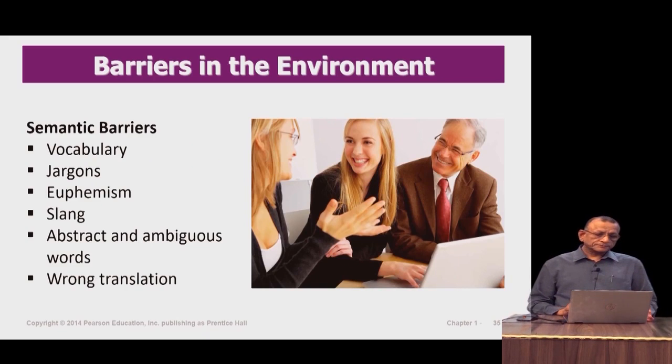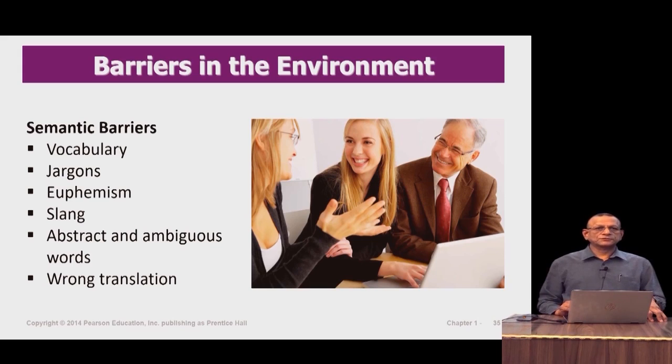The first one is semantic barriers. What do we understand by the term semantic? Semantic means similar words, or words sounding the same, or words trying to carry the same meaning. So semantic barriers means what kind of challenges we may face. The first one is related to vocabulary. I am using a word in a particular fashion and the other person may be in the habit of using the same word in a different fashion. So are we using the same vocabulary? This may create a barrier.